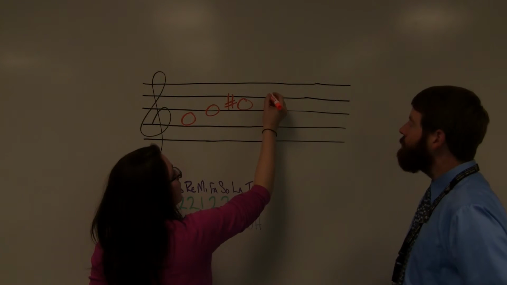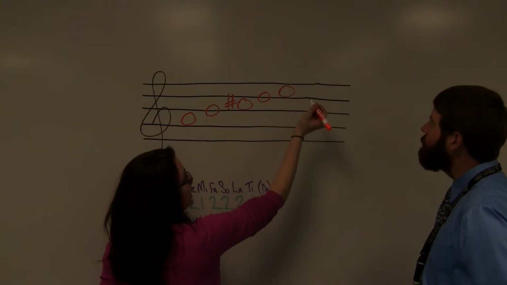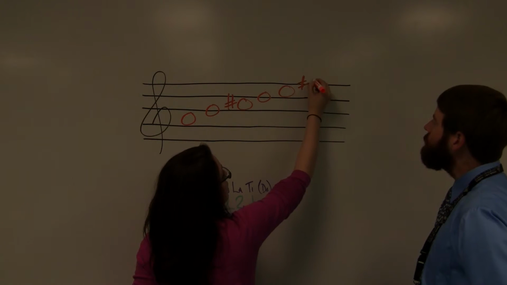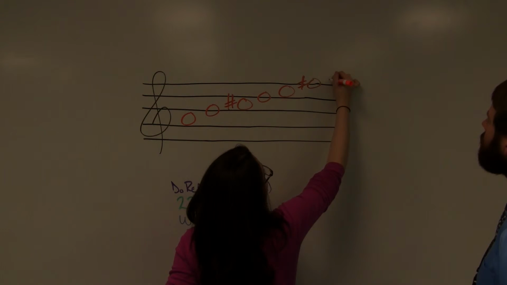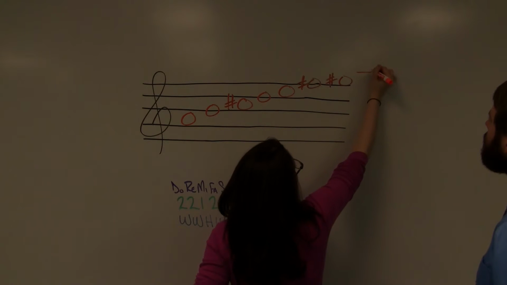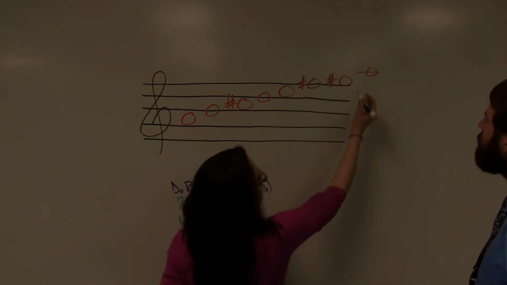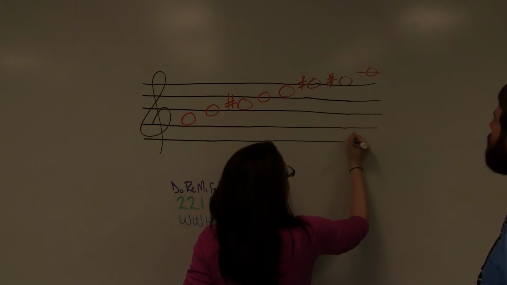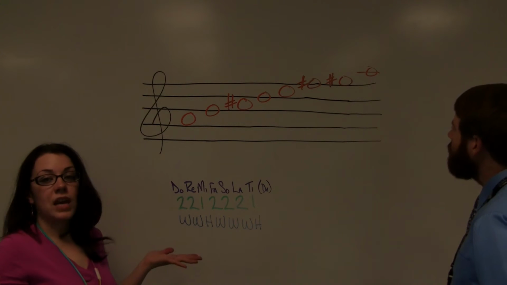From there, we're going to go up 1 to D. Go up 2 to E. We'll go up 2 to F sharp. We're going to go 2 to G sharp, and then up 1 to A. And we'll just extend this out a little bit. A major scale.